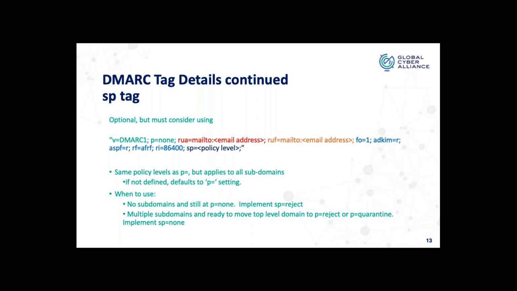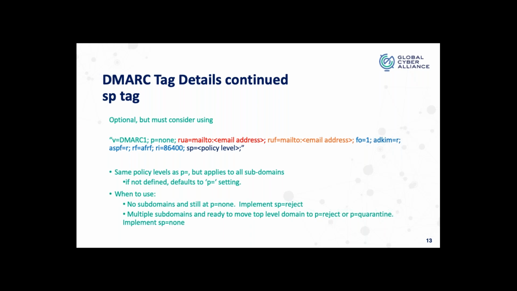The other option is that if you know for a fact that you do not have any subdomains, and you're at P equals none, what's to prevent attackers, spammers or phishers from using your subdomain? This tag, the SP tag. So you can leave P equals none, but then add in SP equals reject. Now your subdomains are protected while you're still reviewing your reports, analyzing them, fixing your SPF and DKIM configurations, and moving your way up from P equals none to P equals reject.